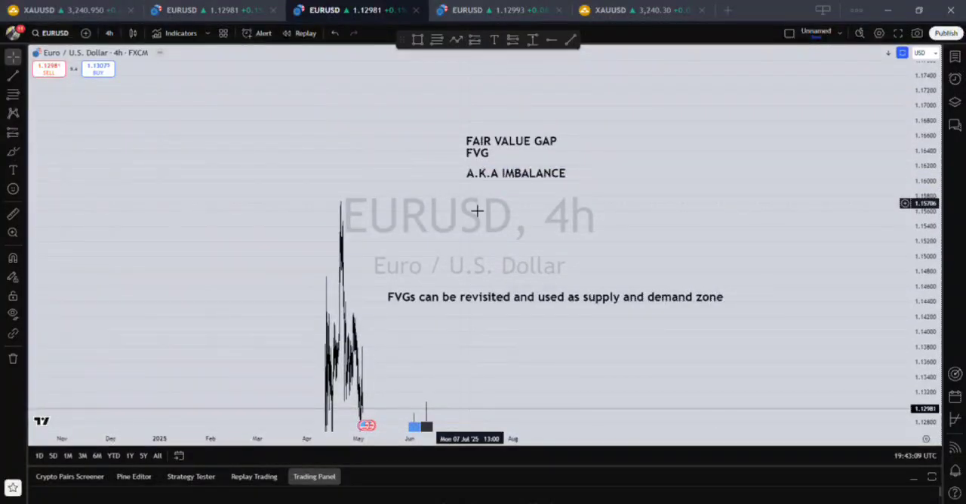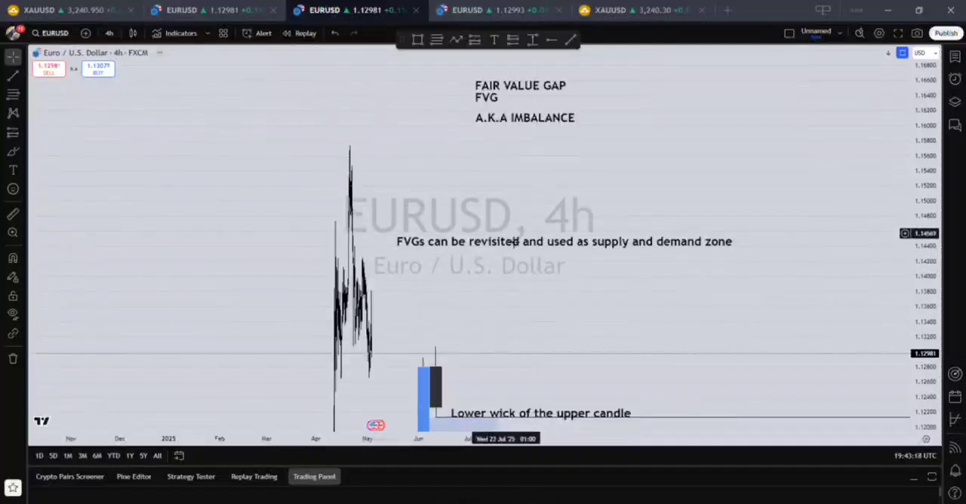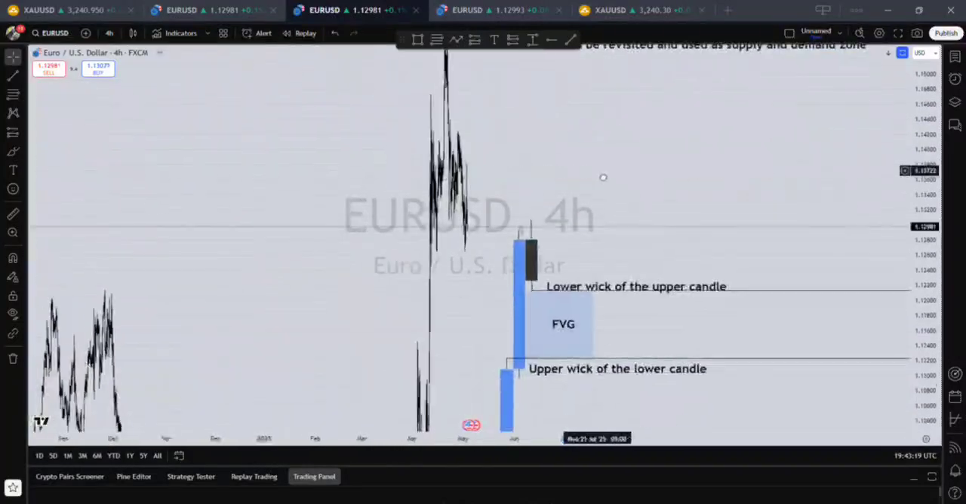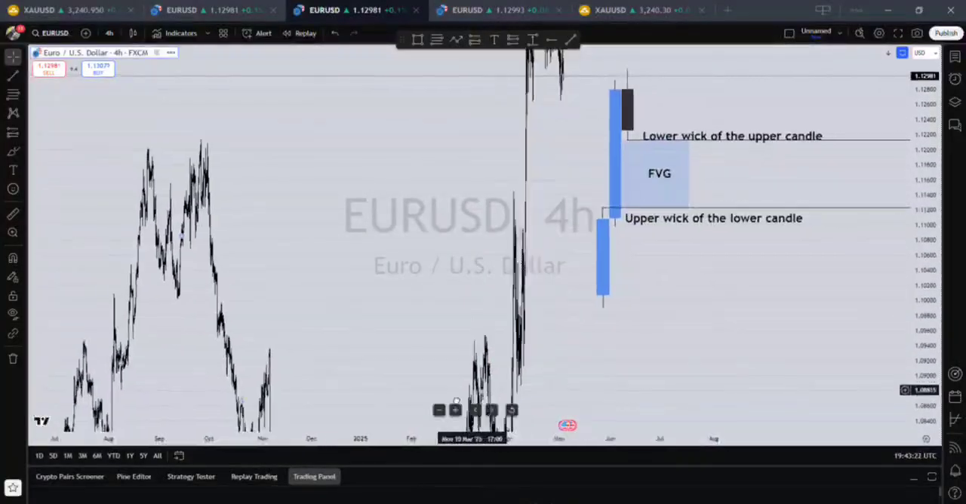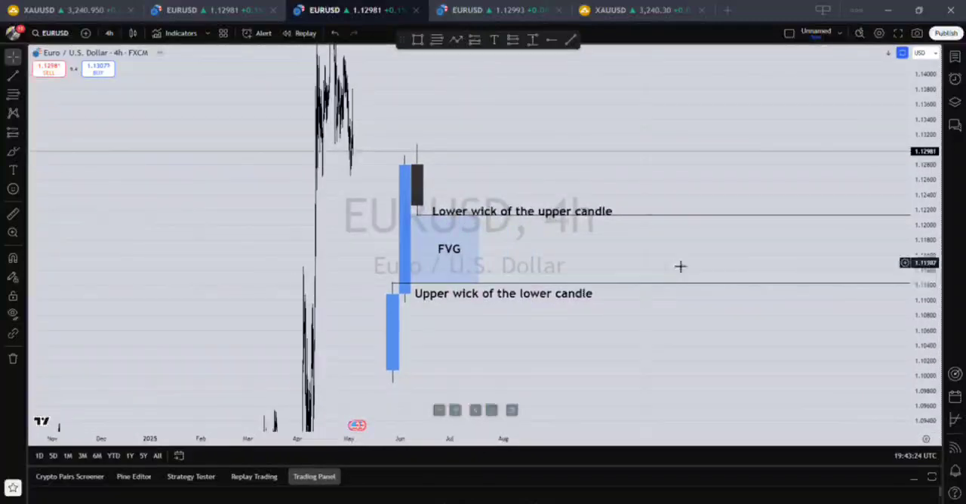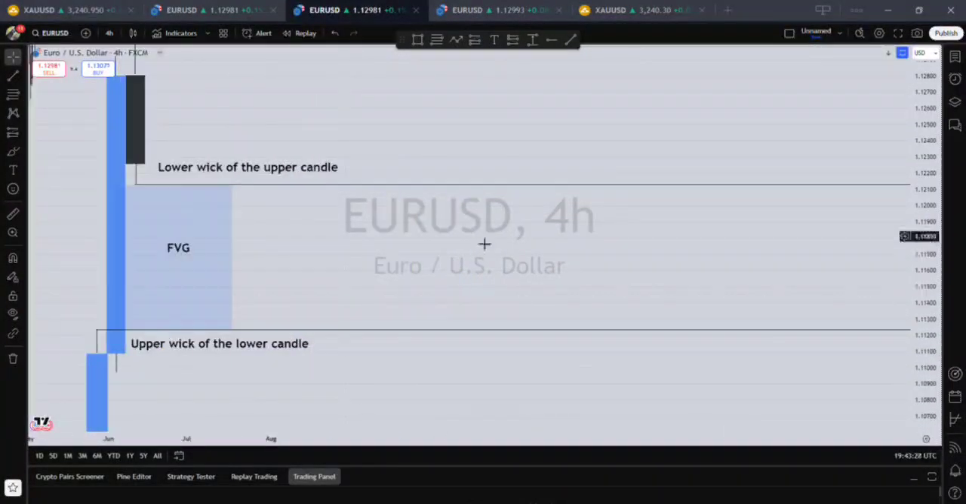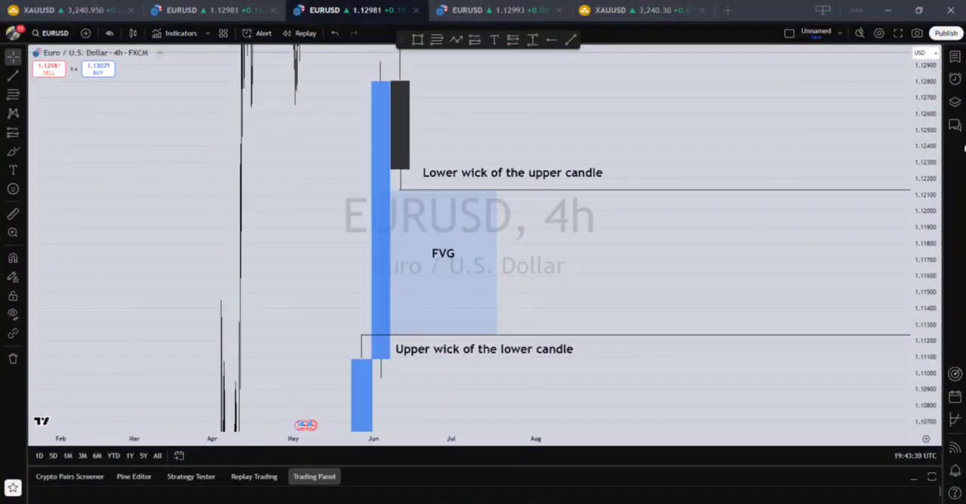So these fair value gaps, as they are created, can act as buy zones or sell zones. That means they can act as points of interest, and they can be revisited for sells and revisited for buys. I also talked about how to identify the fair value gap.